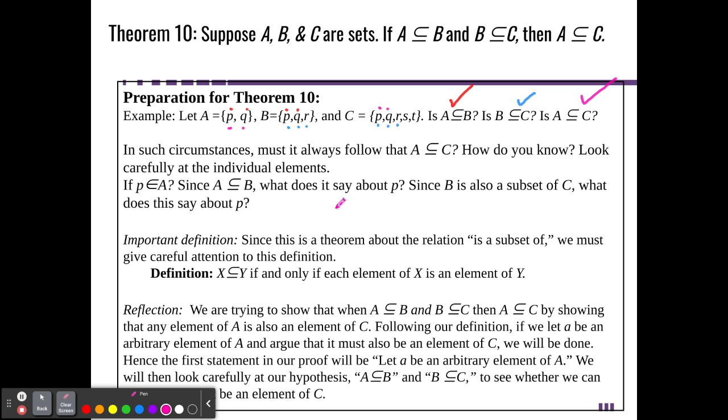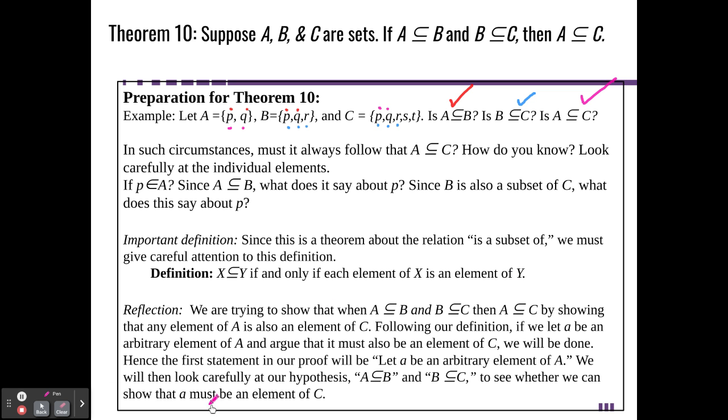So it's important for us to think about those definitions. So we've got our hypothesis, and then we're going to follow up with some definitions and maybe some previous theorems. Since this is a theorem about the relation of a subset, we must give careful attention to this definition. X is a subset of Y if and only if each element of X is an element of Y. That's our basic definition of subset.